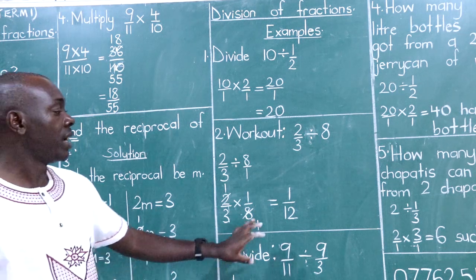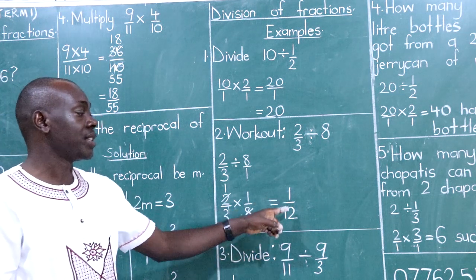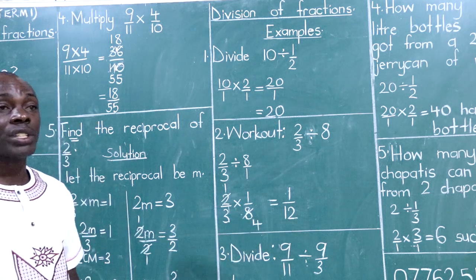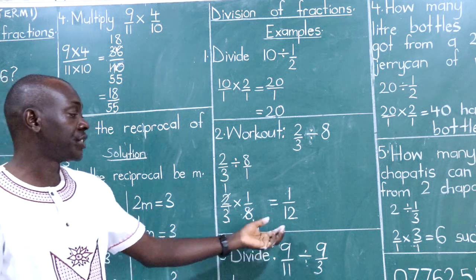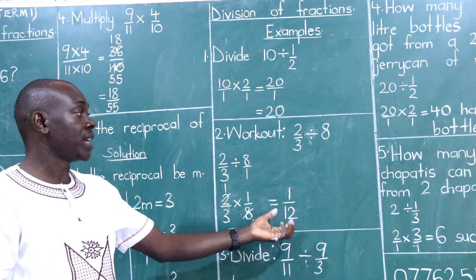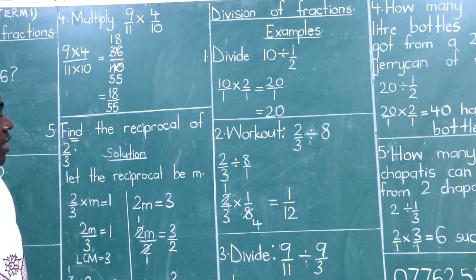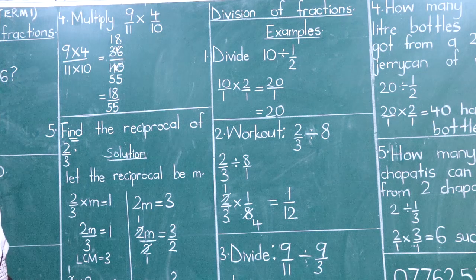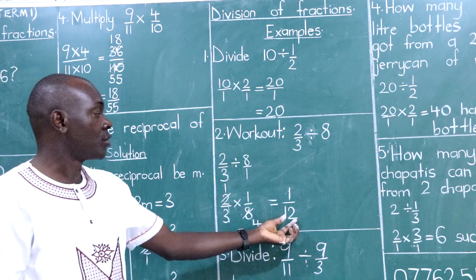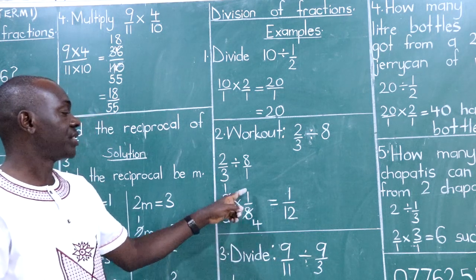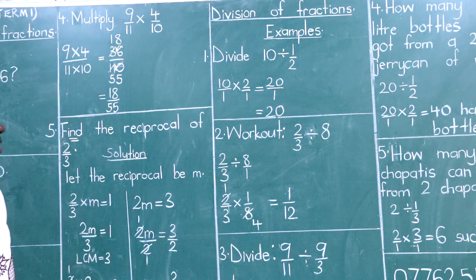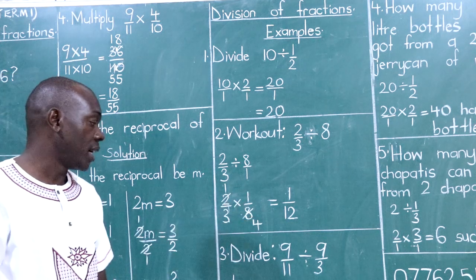One day they will tell you to write this in words. That is this answer, 1 out of 12. Don't say 1 out of 12, say a 12th. Write in words, you say a 12th. Like 2 out of 3, write in words, you say 2/3. This is a 12th, this is an 8th, 1 out of 8. So we must know how to write words.